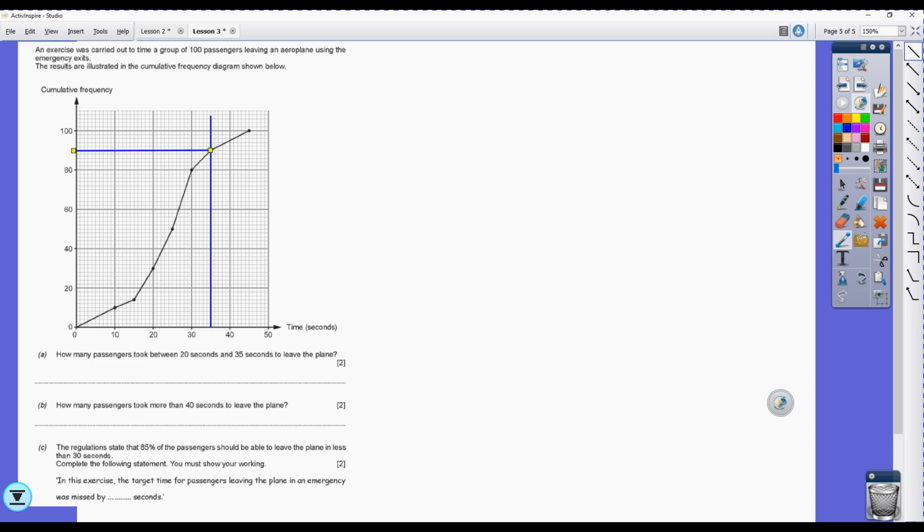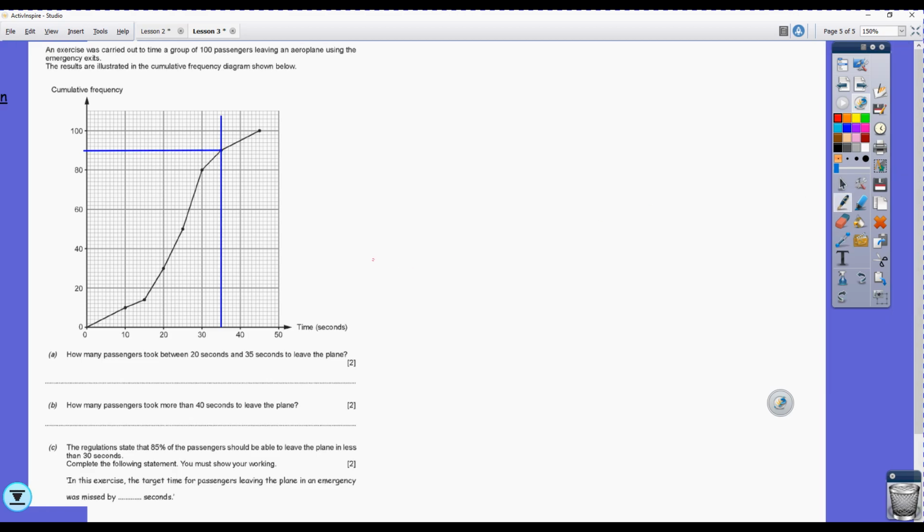And I read off. What that tells me is that, so 80, that's going to be 90. So what that tells me is that 90 people took less than 35 seconds to leave the plane. So I can say 90 took less than 35 seconds to leave the plane. Easy. Now, if I work out the number of people in between, we just need to work out the difference. So 90 take away 30 is just going to be 60 people, 60 passengers.